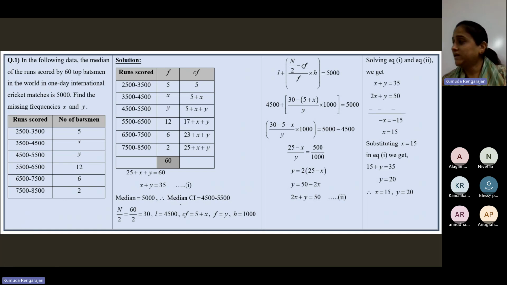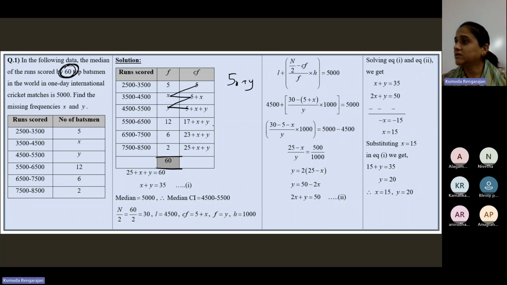So let me quickly take you through the answer. See here. Class intervals as it is. Frequency column as it is. The total is given: 60 top batsmen. So the total of the frequency column is 60, right? And then the cumulative frequency column. I saw somebody writing 5x. It's 5 plus x, then 5 plus x plus y.